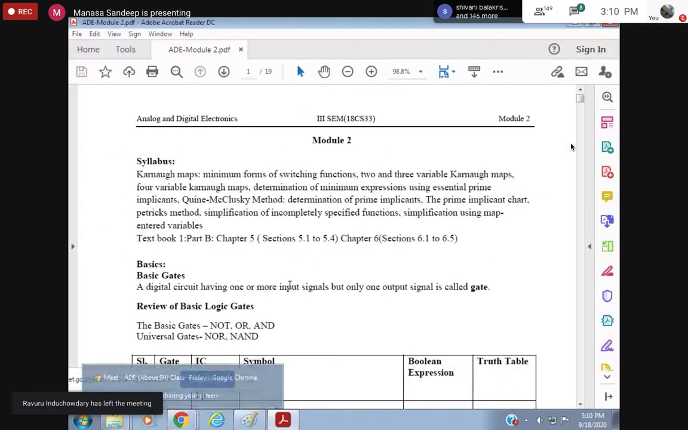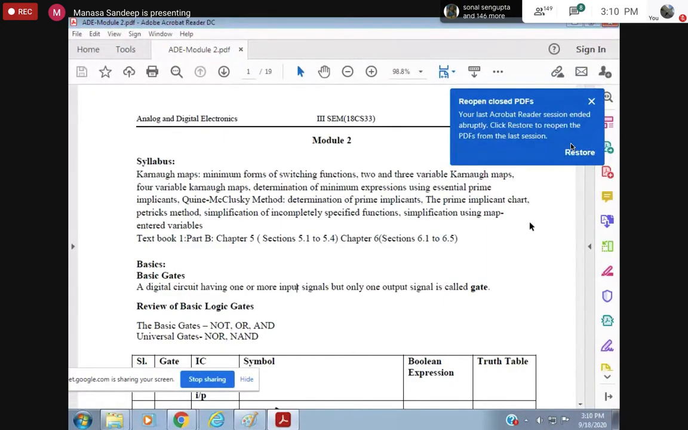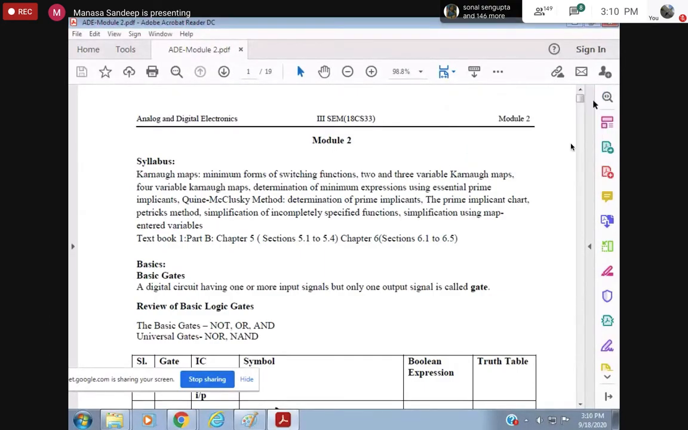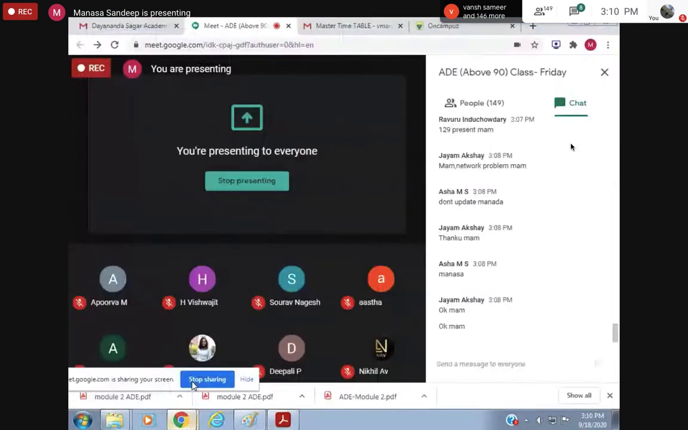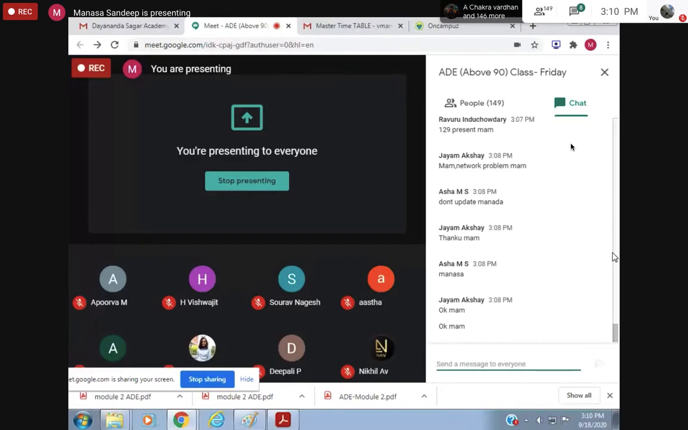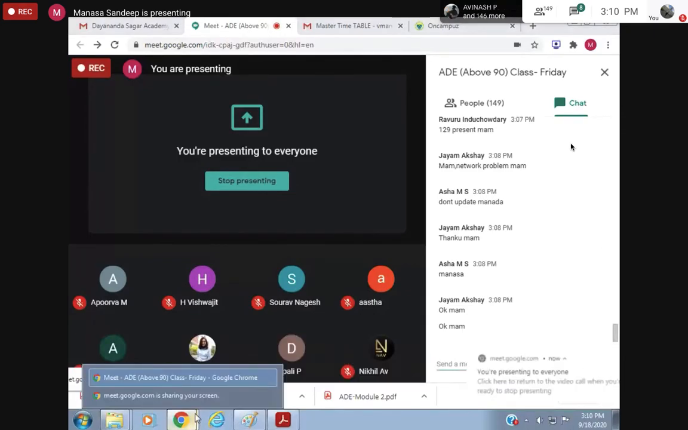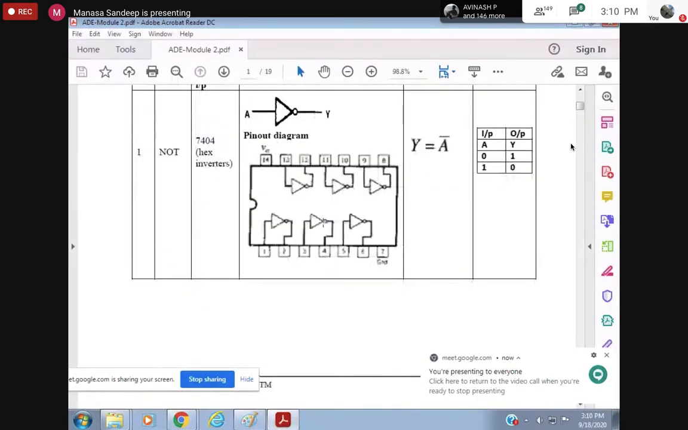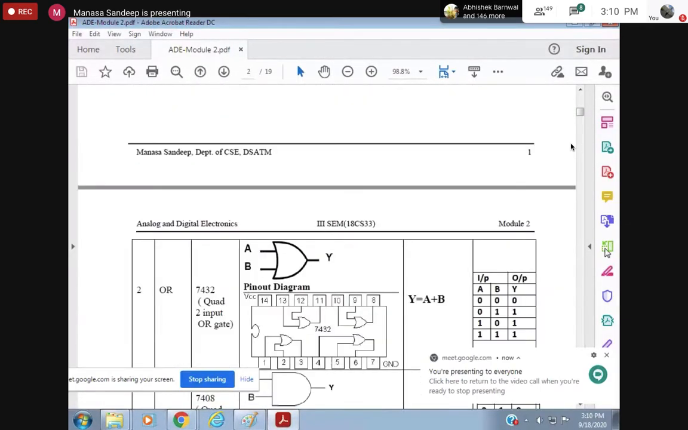So guys, see on screen you're seeing the syllabus of module 2. So from where exactly your syllabus is starting? From the minimum form of switching functions, 2 and 3 variable K-maps. Okay. So before we move here, I would like to know, why is this digital subject there for you? What do you guys think? Why do you have this digital electronics where you deal with the basic gates and all? I hope you have already studied this. Have you studied about these basic gates? Yes, you have studied, correct?